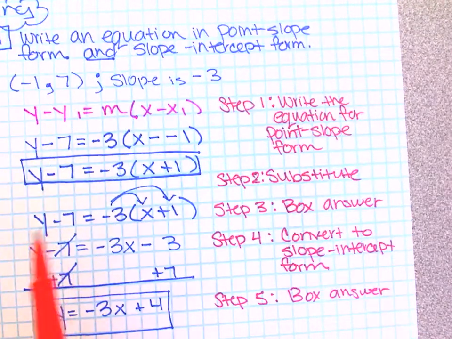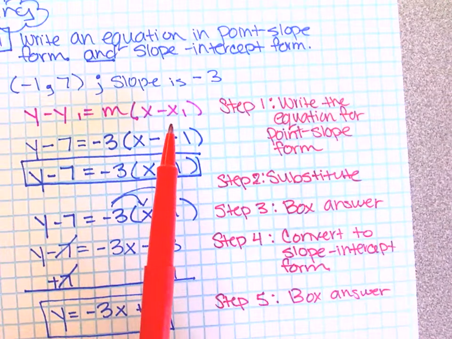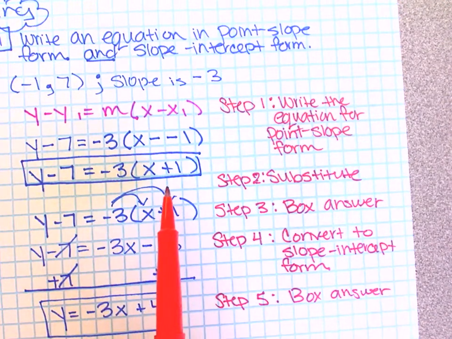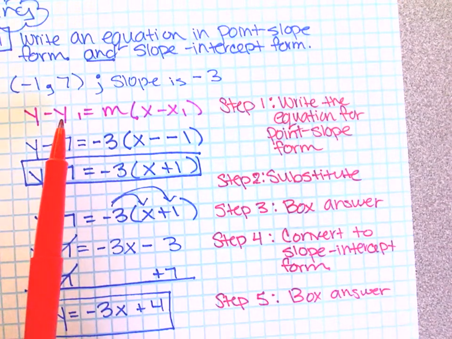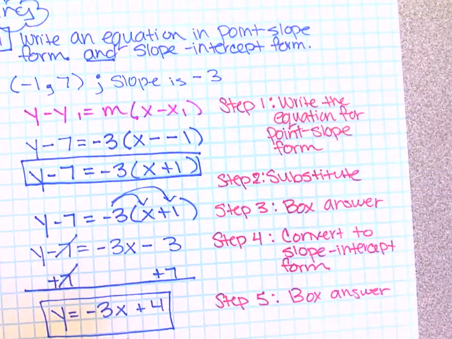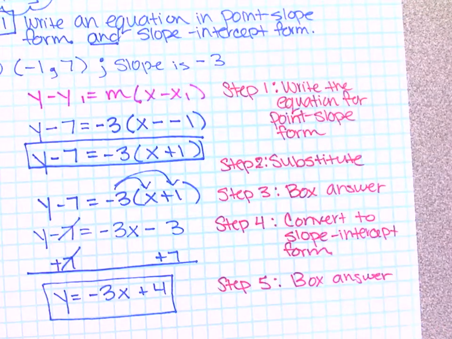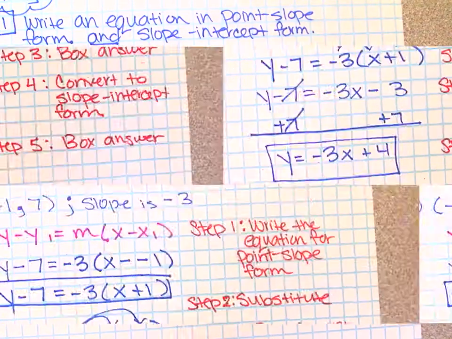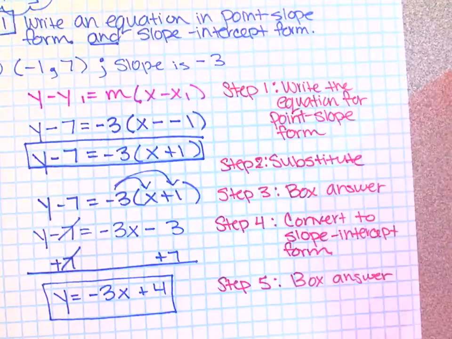Okay, so going back to the problem, we wrote it down, we plugged the numbers in and simplified, and made sure that it looked just like that. Then we took that equation and used it to write slope-intercept form. Convert it to y equals mx plus b. That's it. Pencil up when you have that written down.